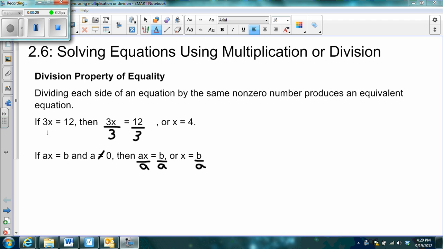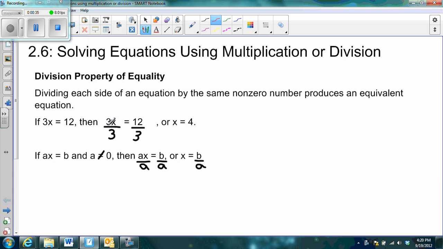So for example, we could take 3x equals 12, divide both sides by 3. 3 divided by 3 is going to be 1. So we're left with x equals 4 because 12 divided by 3 equals 4. Or you can think of it in terms of algebra using variables. So a times x equals b. As long as a is not equal to 0, then if you divide both sides by a, we'll get x equals b divided by a.